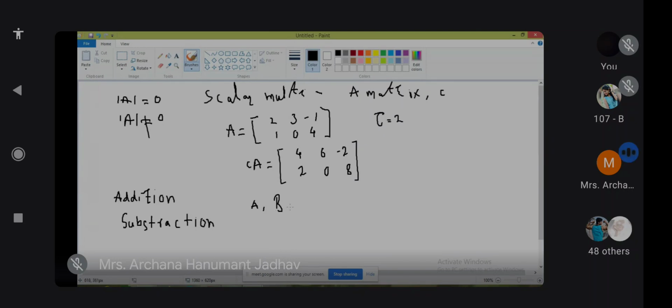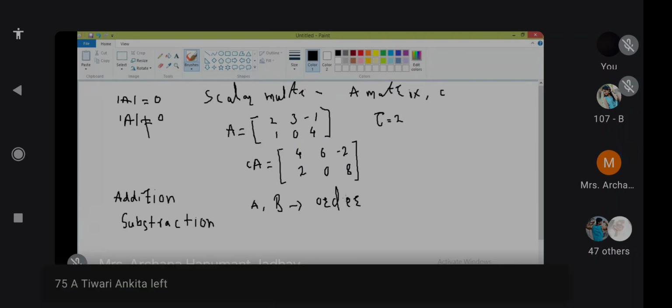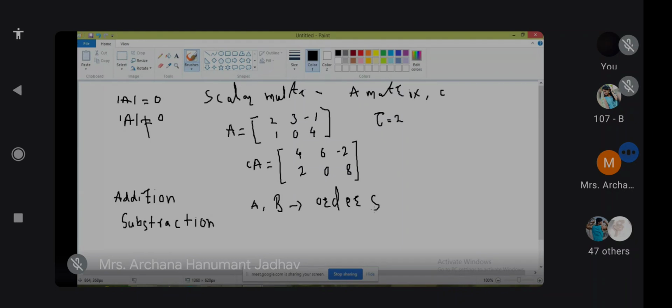Their order must be same. जर दोन मॅट्रायसेसची ऑर्डर जर सेम असेल तरच तुम्ही त्या दोन मॅट्रायसेसचं ऍडिशन अँड सबट्रॅक्शन करू शकता. मल्टिप्लिकेशनच्या बाबतीत ऑलरेडी आपण पाहिलेलं आहे. A and B. Okay, if order of A is equal to order of B, then only addition and subtraction of two matrices is possible.